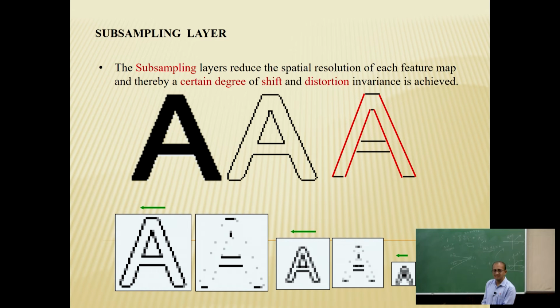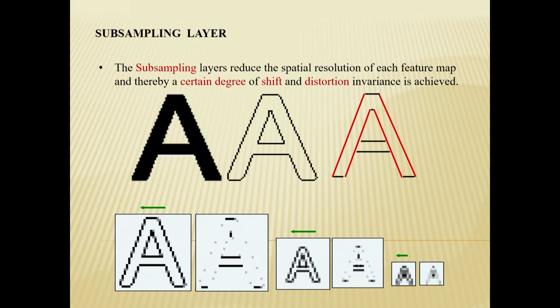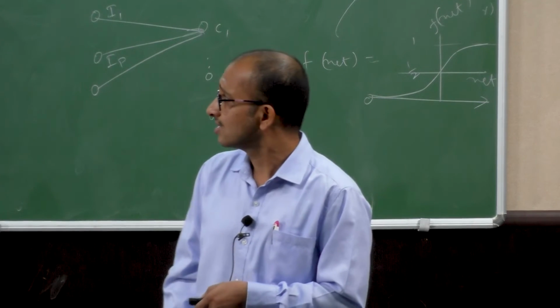So if A is like this, and another A is like this, for humans we can say that both are A's. For a machine it is very difficult to say these 2 are the same A. It is unnecessary information to have at this resolution. So what we do is downsampling or pooling, or averaging, and represent it in a compact way. That is done in another layer. So these 2 layers go one after the other.